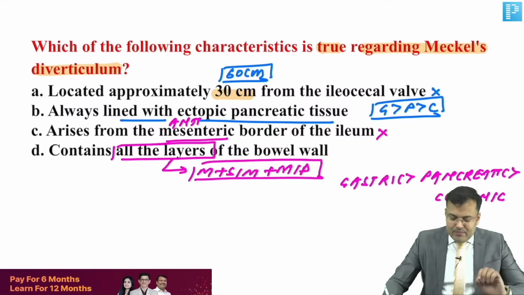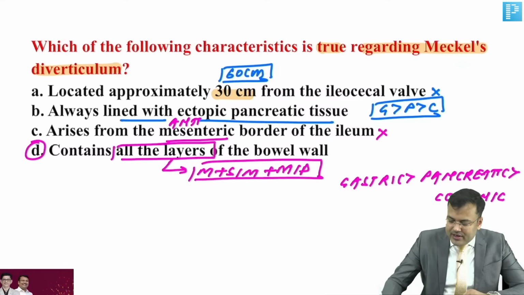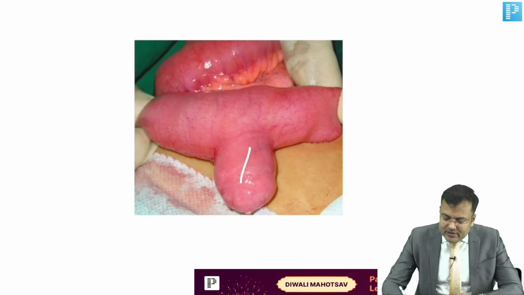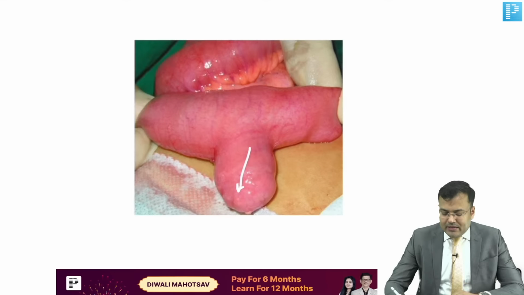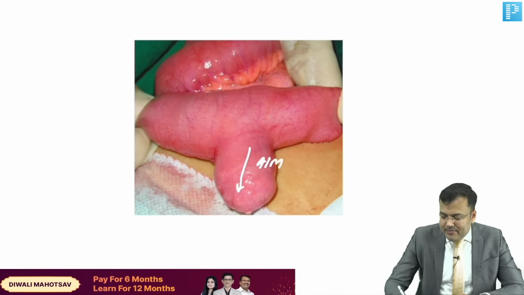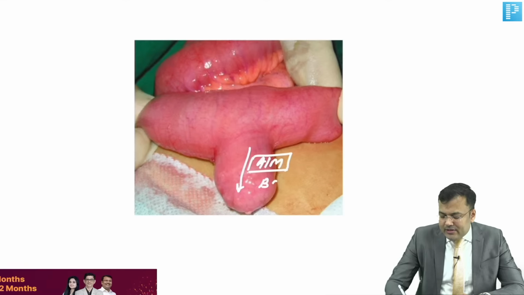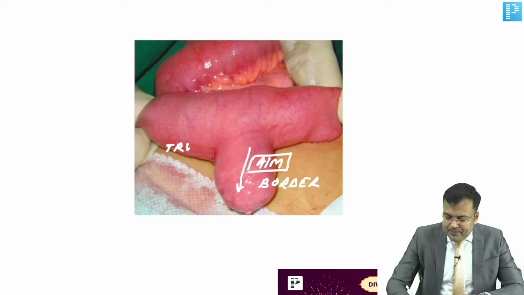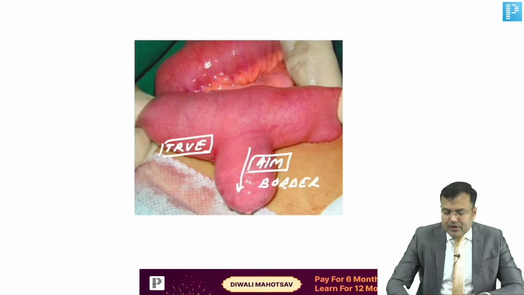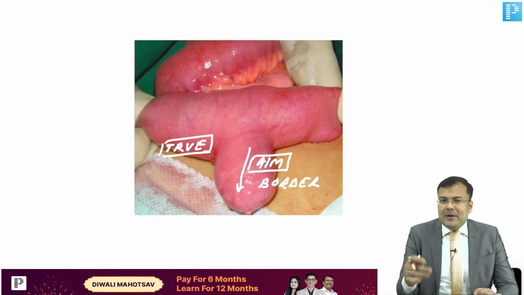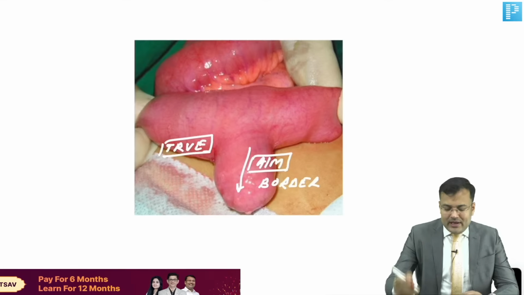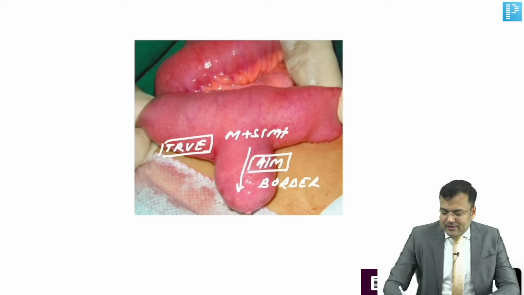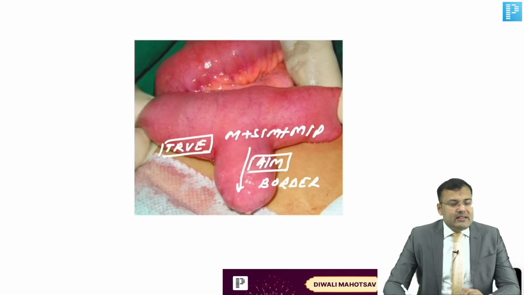Let us discuss the important questions, guys. Here the correct answer is option D. So, you can see this is how Meckel's diverticulum looks. Can you tell me, is this along the mesenteric aspect or the anti-mesenteric border? You can see, guys, this is the anti-mesenteric border. All of you know that this is a true diverticulum. Why is it known as a true diverticulum? Because it contains all the 3 layers: mucosa, submucosa, muscularis propria, and we discussed that it contains ectopic tissues.